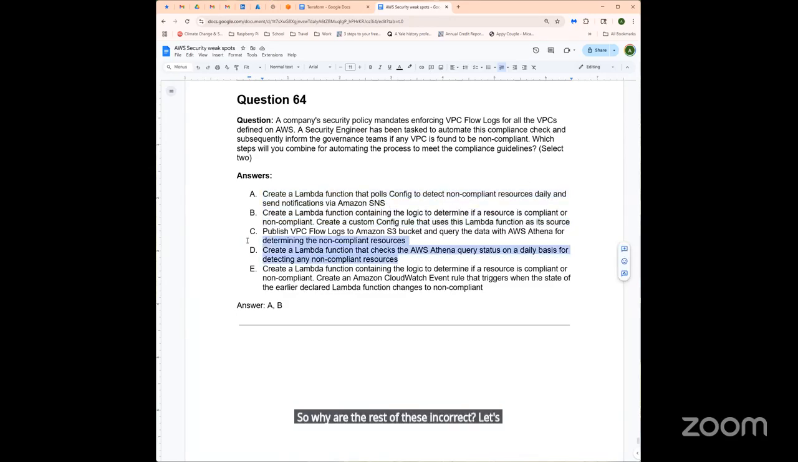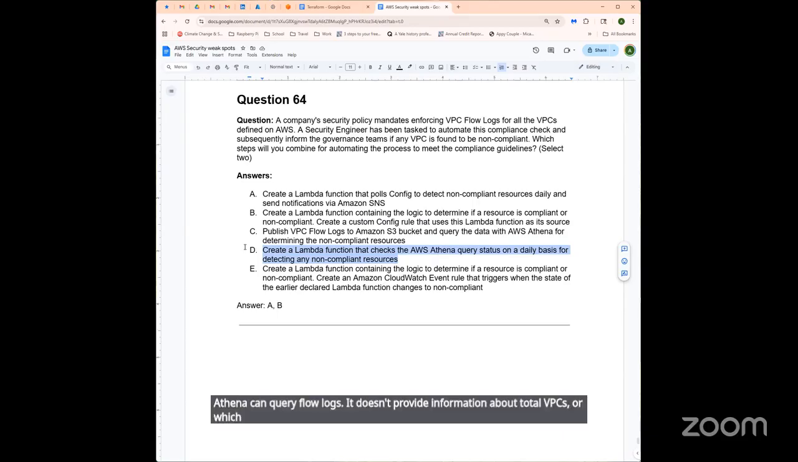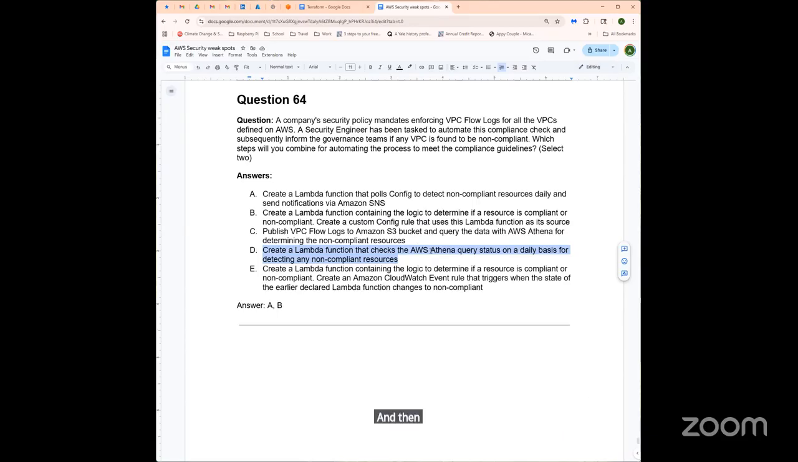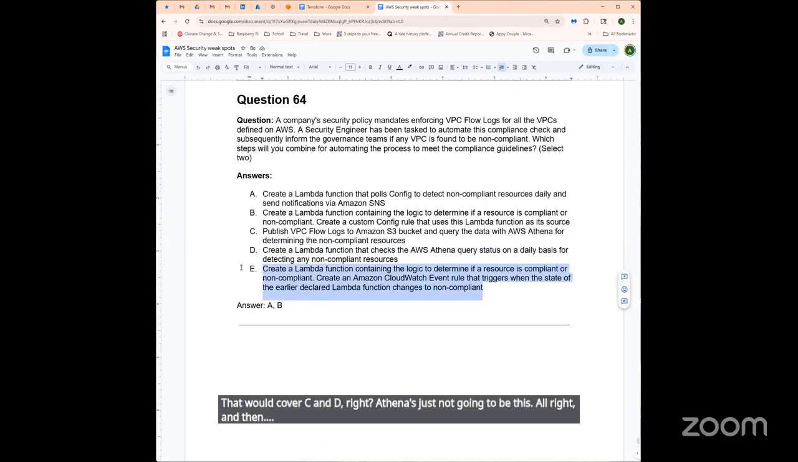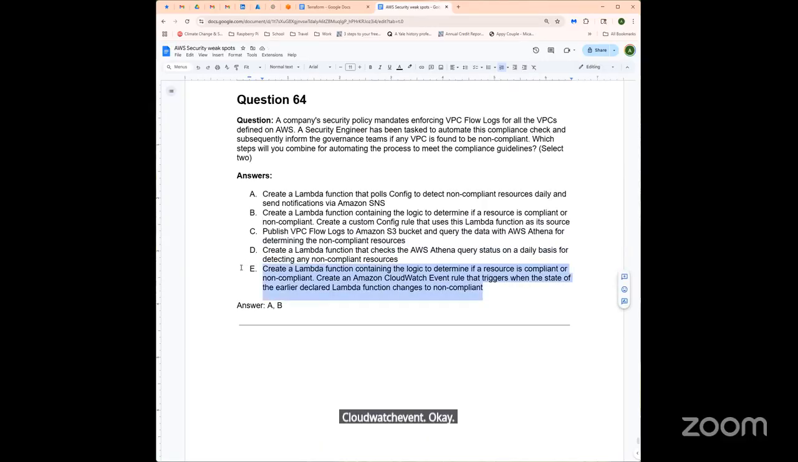Let's go with Athena. Athena can query flow logs, but it doesn't provide information about total VPCs or which ones lack flow logs. That would be for both of these Athenas, right? That would cover C and D. Athena's just not going to be this. And then CloudWatch Event. Lambda doesn't propagate a non-compliant status. That's going to be critical for this.